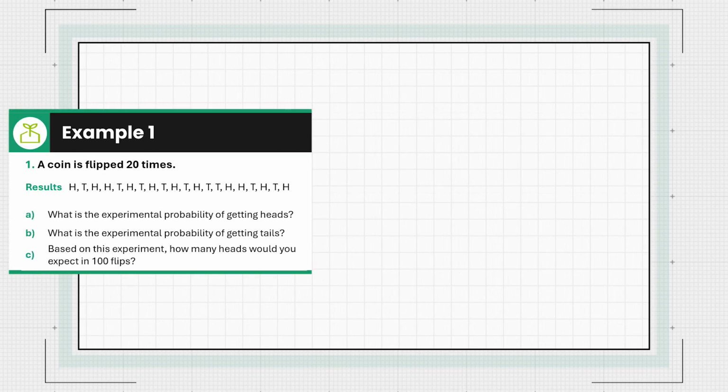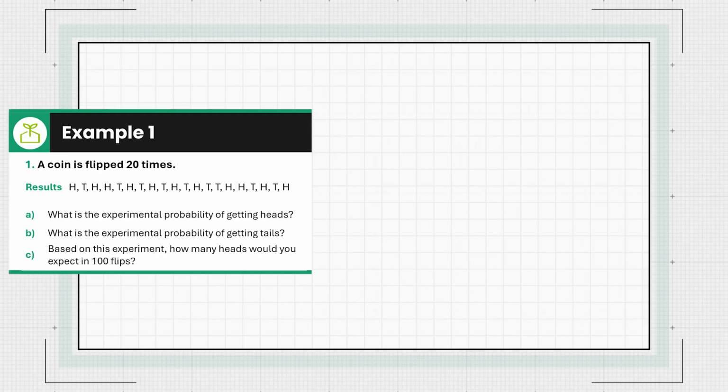Alright, welcome back. Today we're going to be looking at experimental probability. Experimental probability is just, instead of the theoretical likelihood of something happening, we are going to be looking at the actual results of a trial. So, if we look at our first one, a coin is flipped 20 times, and we have our results.